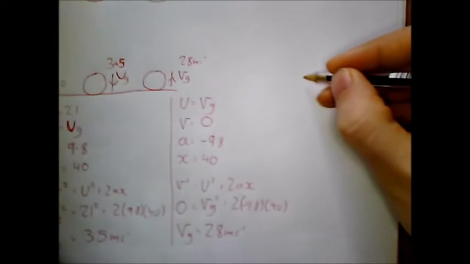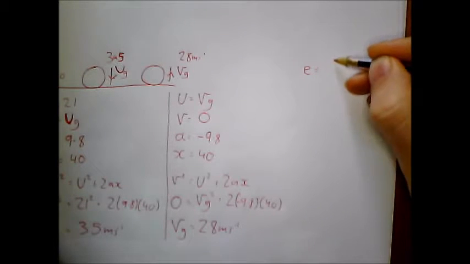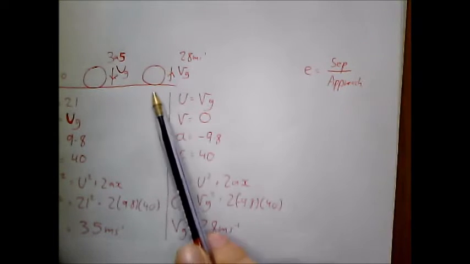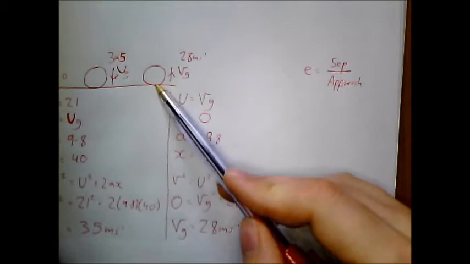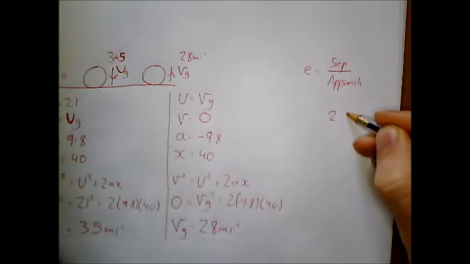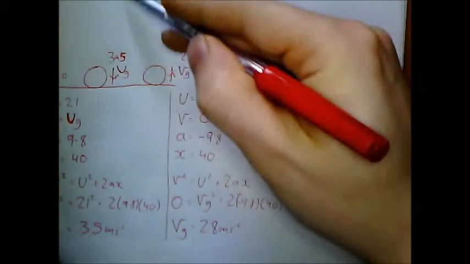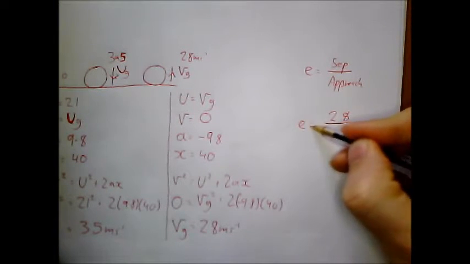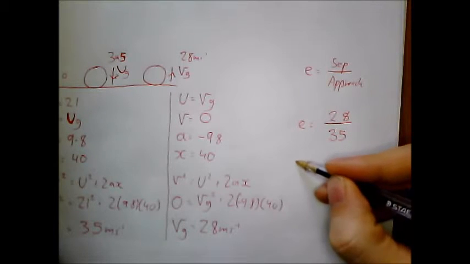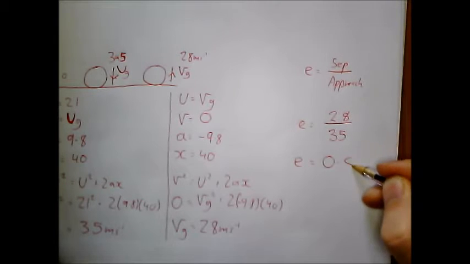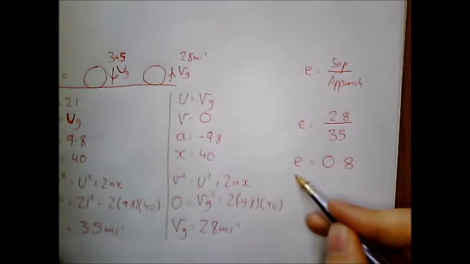So we know that E is the separation speed over the approach speed. It's separating from the ground at 28 meters per second, and it's approaching the ground at 35 meters per second. So E equals 28 over 35. So our coefficient of restitution is 0.8. Okay, and this is a dimensionless unit.